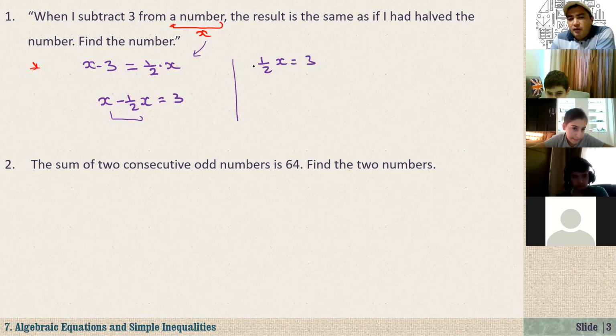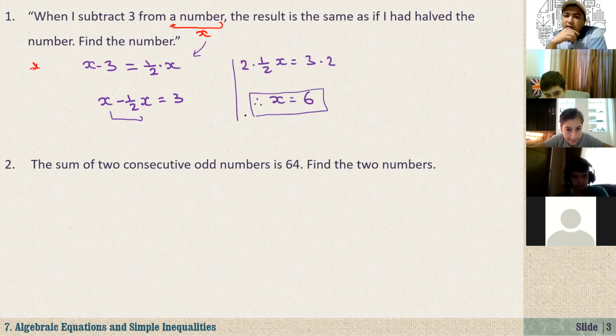Now, if you multiply both sides by 2, I'm just doing the same thing. 2 times 1/2 is equal to 1. So on the left-hand side, I have X. On the right-hand side, we have 6. So that's our mystery number, right? As you see here, if you subtract 3 from 6, 6 minus 3, it is 3. But if you halve it, that means if you divide it by 2, we get the same result.